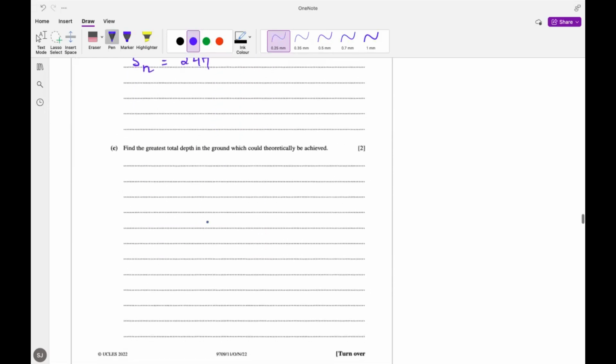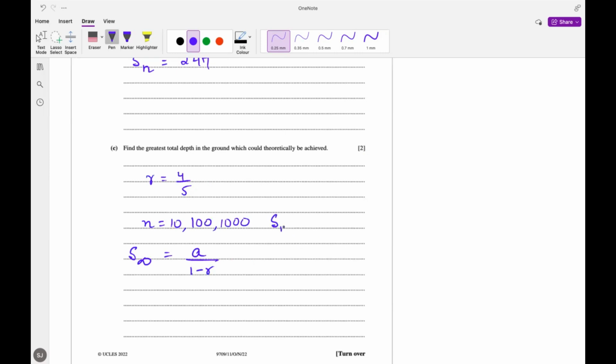In part C, it is asking us to find the greatest total depth in the ground which could theoretically be achieved. Now, as in this progression r is less than 1, and it is talking about the greatest total depth, it means, for example, if we keep on increasing the value of n to 10, 100, 1,000, and so on, what could be the greatest total depth? It means we are talking about the sum to infinity. Now, the sum to infinity formula is a upon 1 minus r.